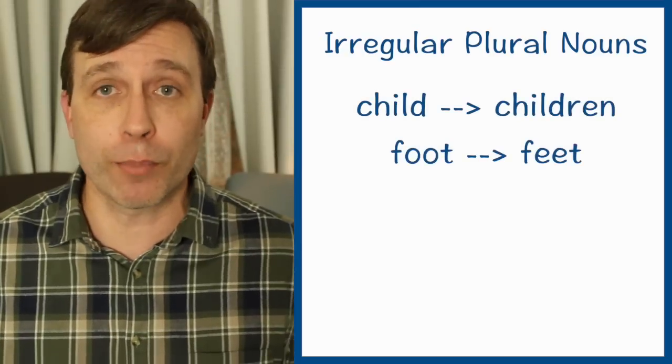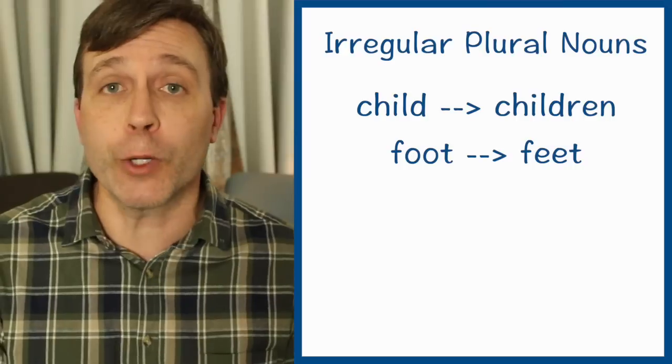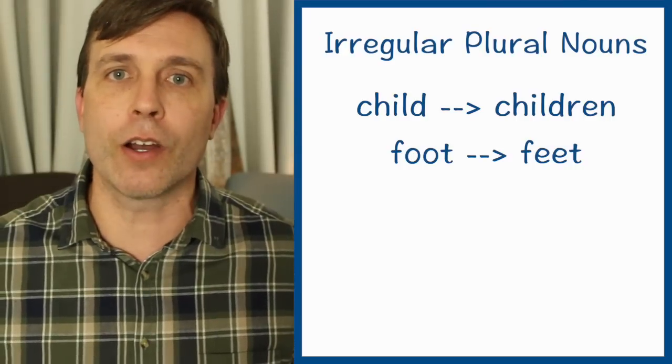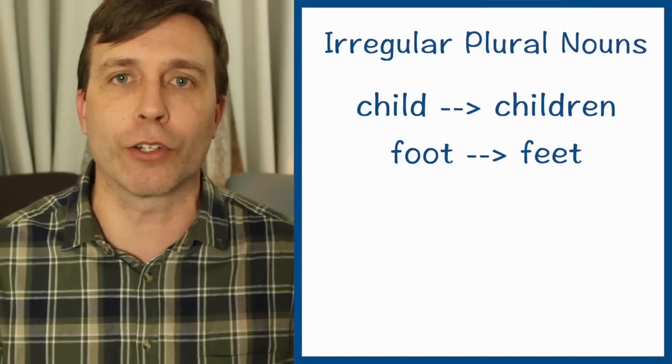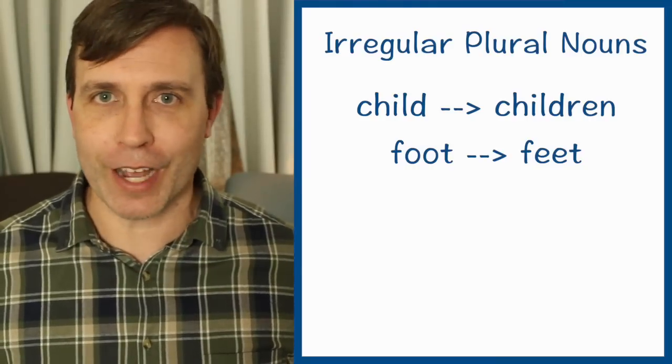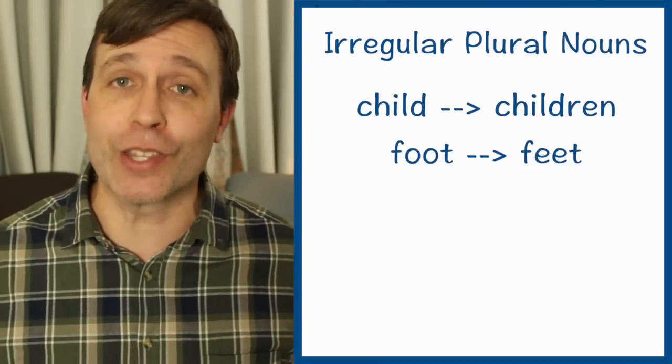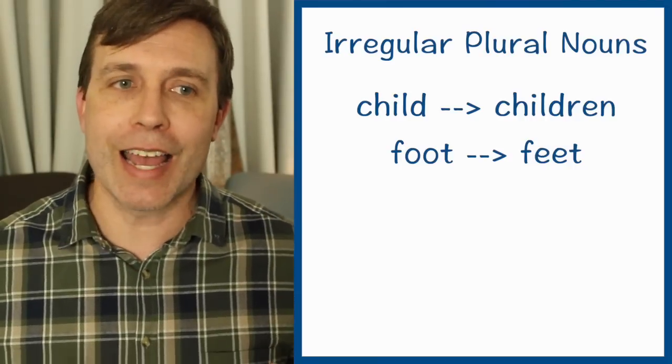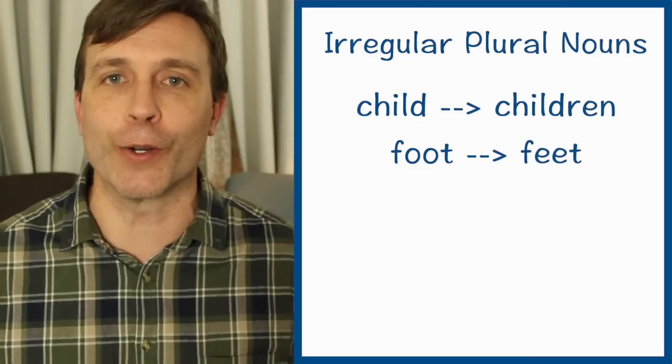For example, child becomes children. It's a pretty common word. Or foot becomes feet. These are some common irregular plural nouns. There are others that are not very common. You're probably not going to use them in everyday conversation, and you would just really try to learn them over time.